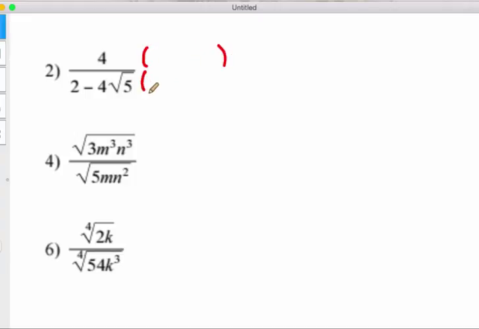So since I see a subtraction problem here, I know that I should use the conjugate. So the conjugate of the denominator would be 2 plus 4 radical 5. Now, I will not distribute the 4 in the numerator until I am sure that my denominator took care of business. So 2 times 2 is 4. My outers and my inners should add up to 0.